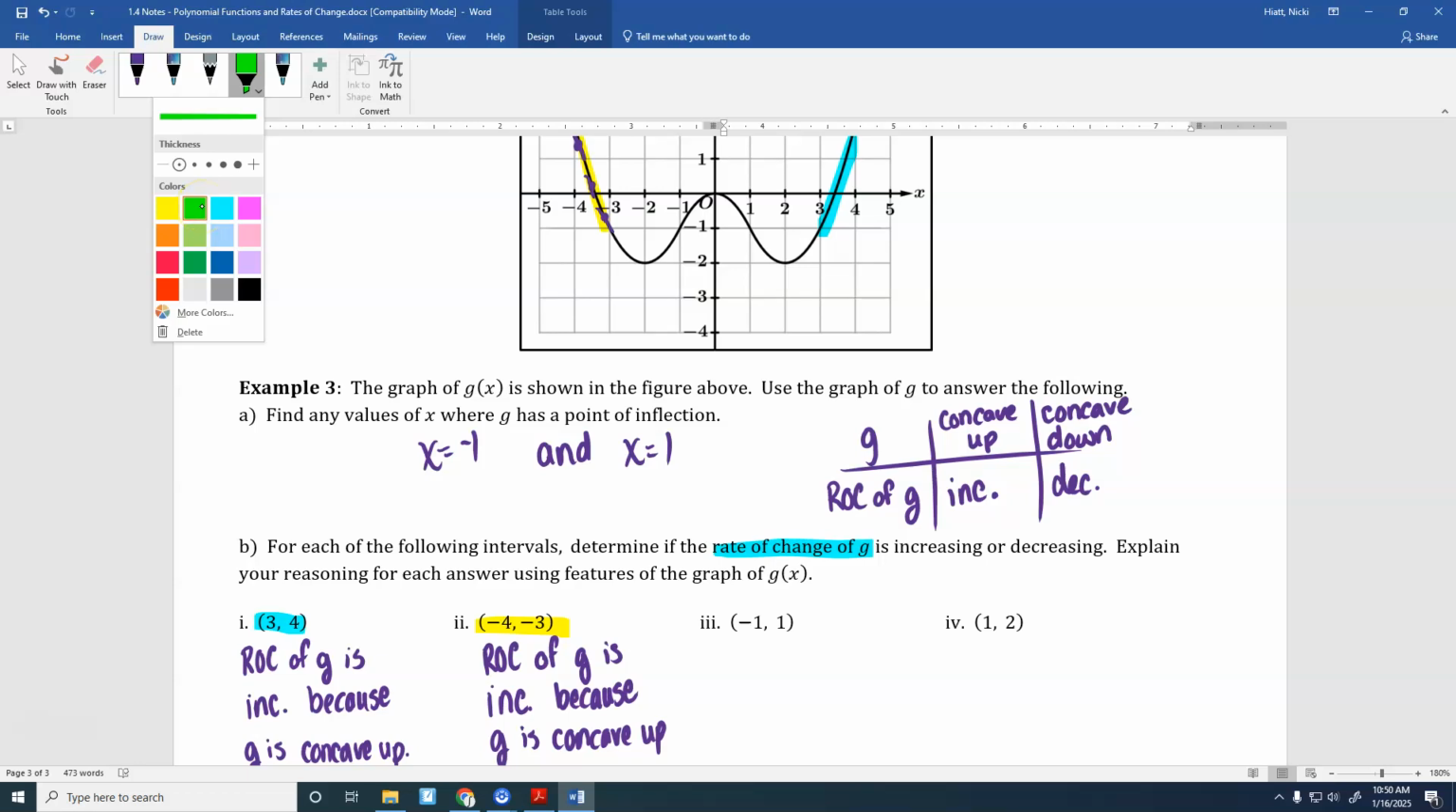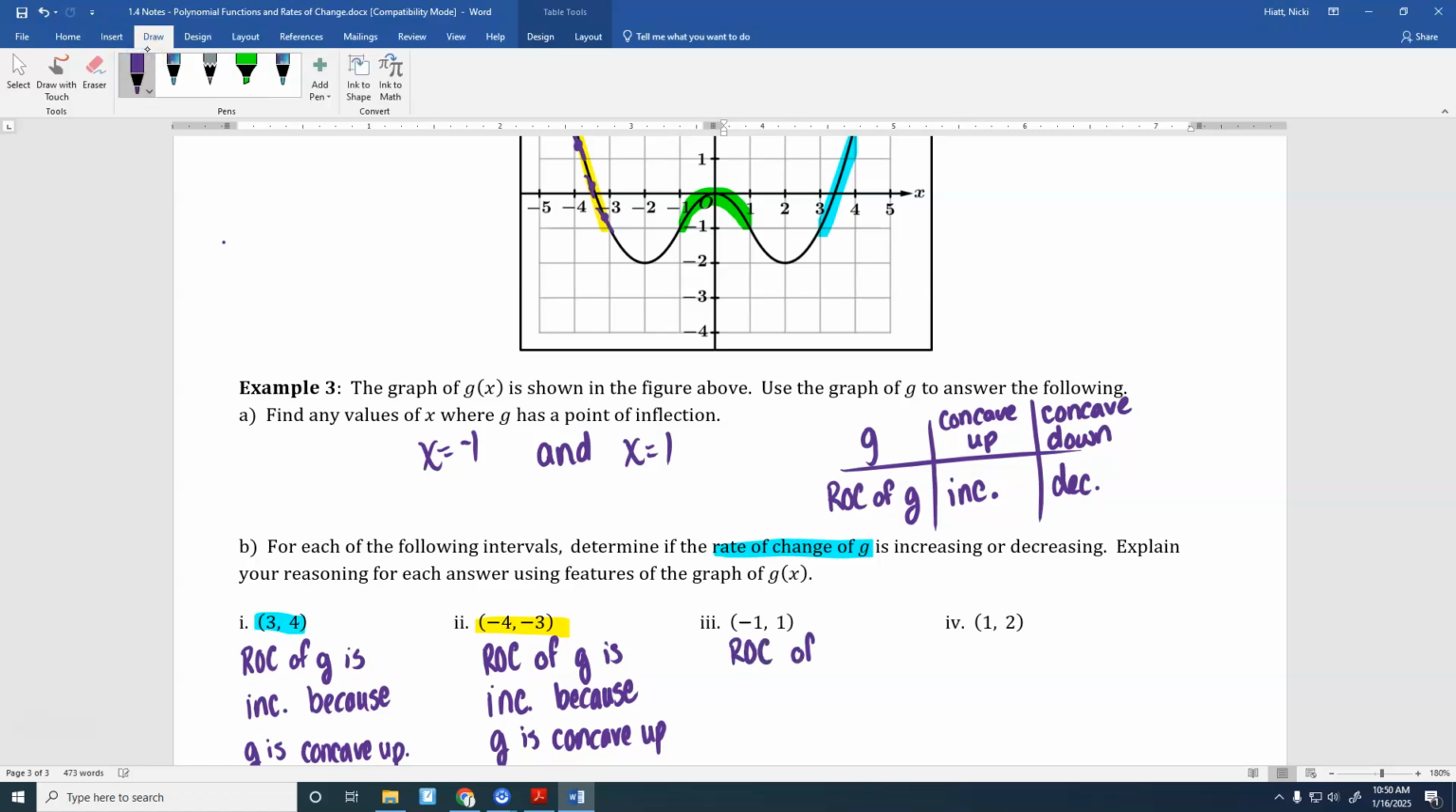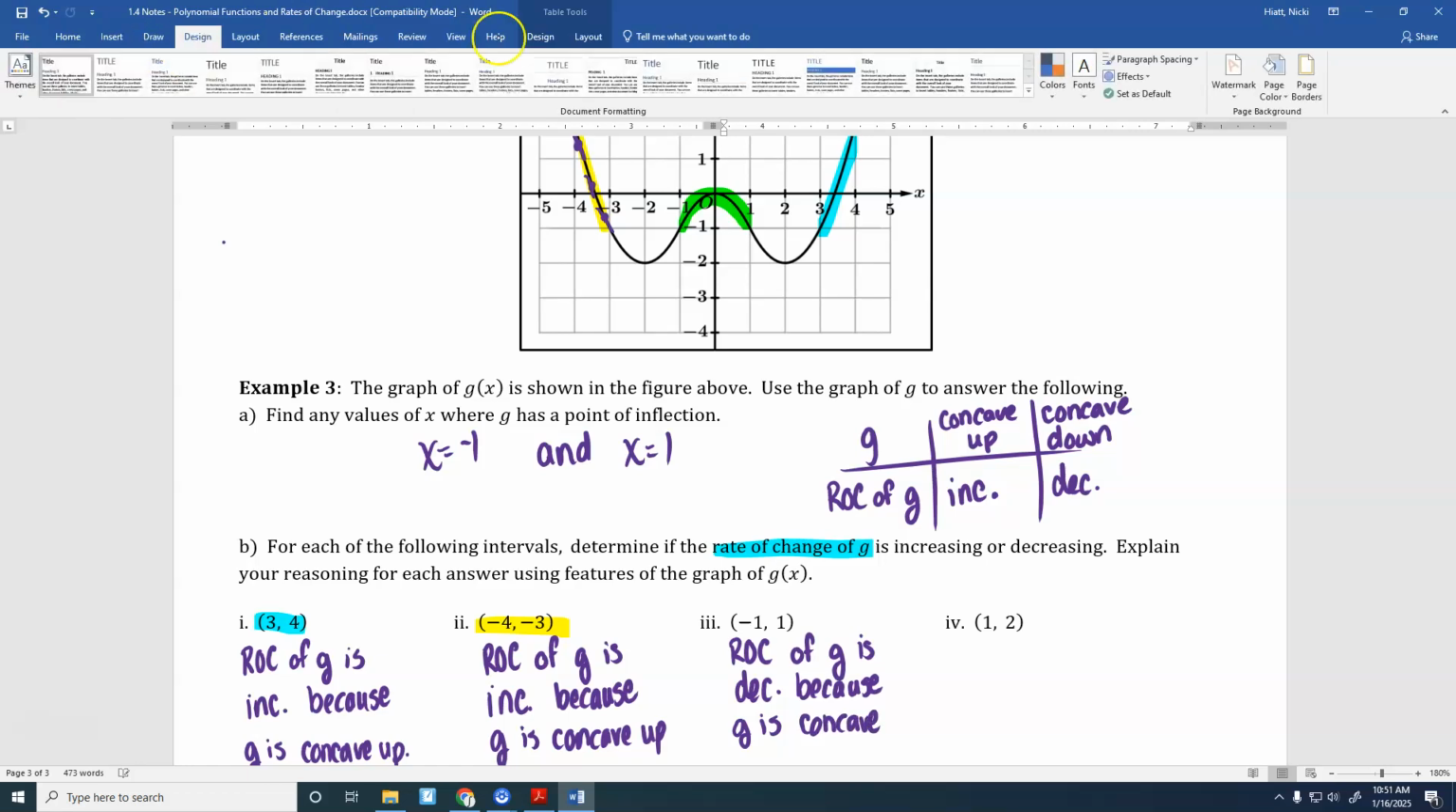For -1 to 1, you're looking right here on this graph. On this section, your graph is concave down. So we would say the rate of change of g is decreasing because g is concave down.